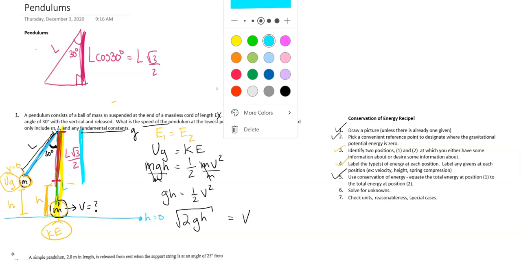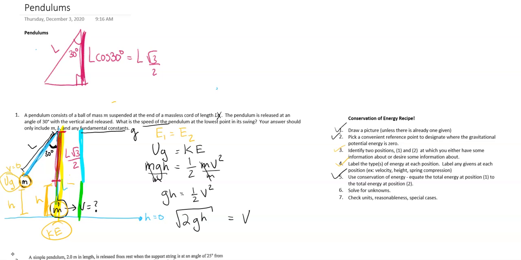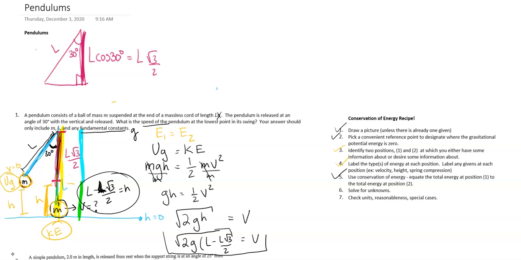Now we can solve for this last missing distance, which is L minus this distance right up here, which is L root 3 over 2. That is going to be h. So we can now plug in: v equals the square root of 2g times L minus L root 3 over 2. And we got our final answer.